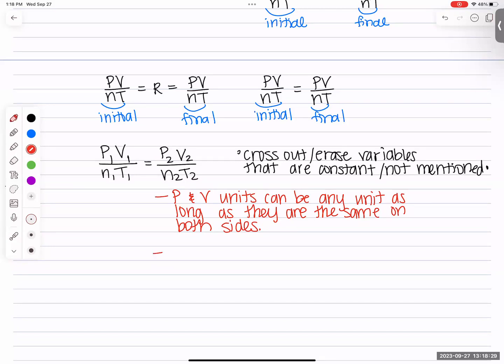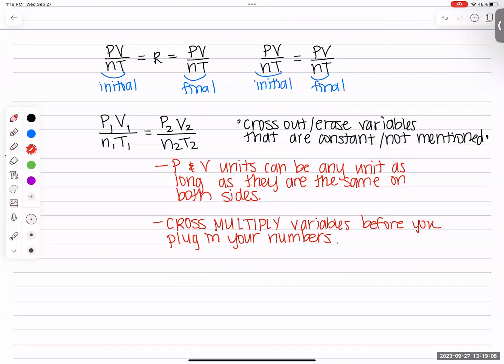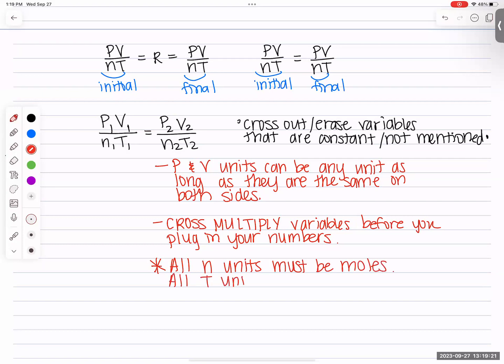And another note I would add here is cross multiply the variables before you plug in your numbers. Because a lot of students get lost in solving for T2, for example, and if you were just to cross multiply first, then rearrange your variables before you plug in numbers, it'll make your life a lot easier. But I'm leaving off an important note here. All N units must be moles. Well, this is not changing. All T units must be Kelvin.